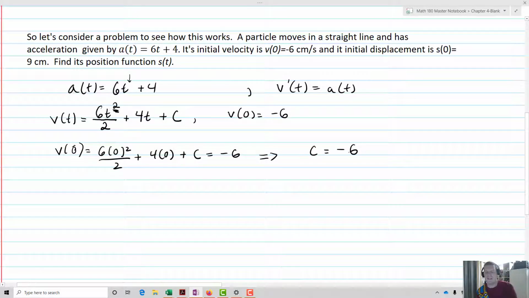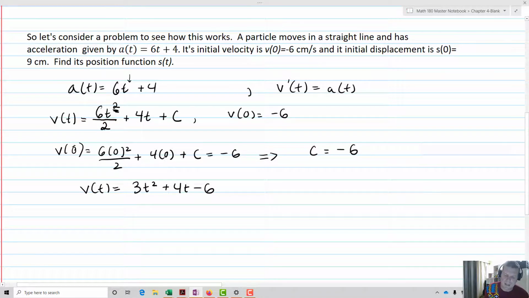Okay. What you'll notice is that when we have initial velocities, the velocity at time 0, in general, c is going to end up equaling that initial velocity. All right. So that means v of t is going to equal 3t squared, because 6 divided by 2 is 3, plus 4t minus 6. All right. So that's v of t.